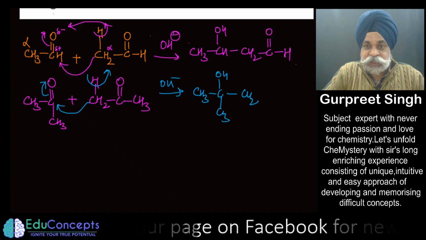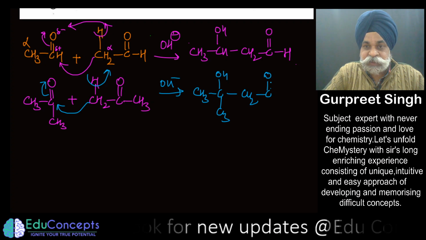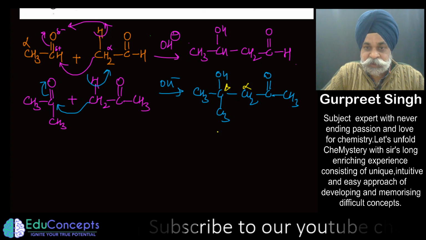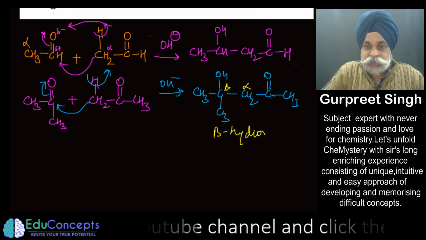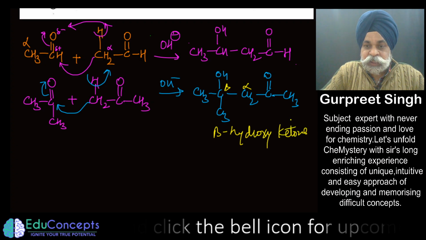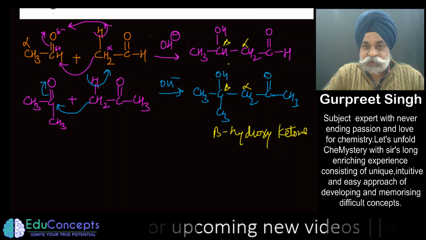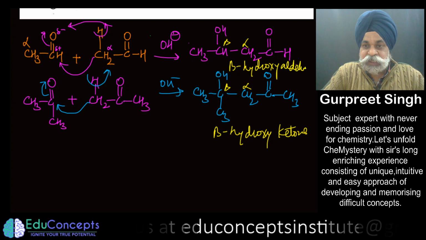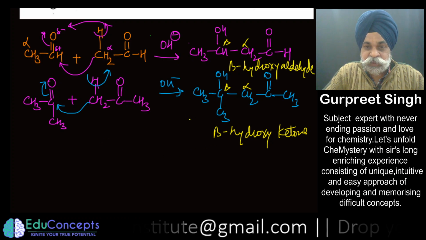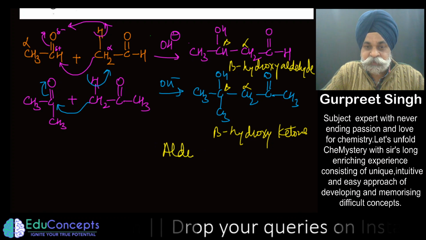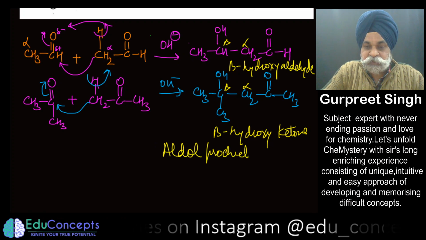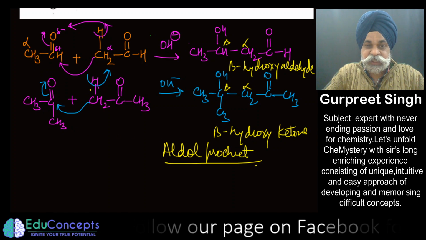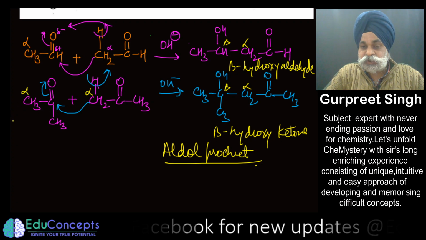So what basically is this, what is the answer we get? The answer we get is this thing. This is alpha beta. This is beta hydroxy ketone, and this is alpha beta. This is beta hydroxy aldehyde. So beta hydroxy aldehyde or beta hydroxy ketone, these are the aldol products, or they are the products of aldol condensation, self condensation, where a starting material must have alpha hydrogens. That is what you should know about it.